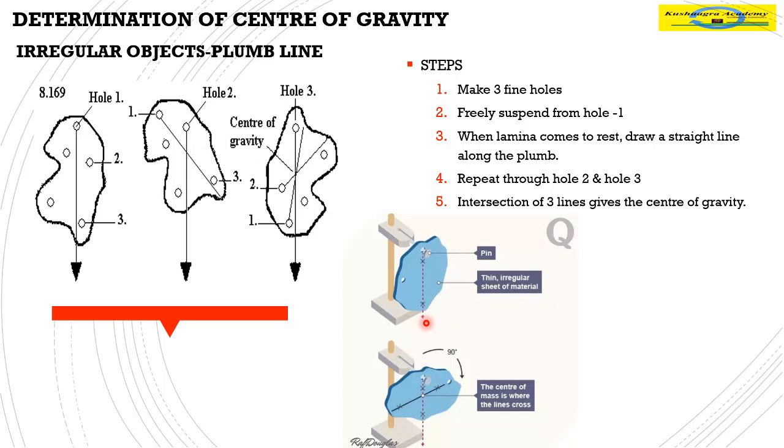Here also we can see that it is freely suspended at this point. We draw a line, then we take another hole, then again we freely suspend, and when it comes to rest, we draw a line, and this point of intersection will be the center of gravity.